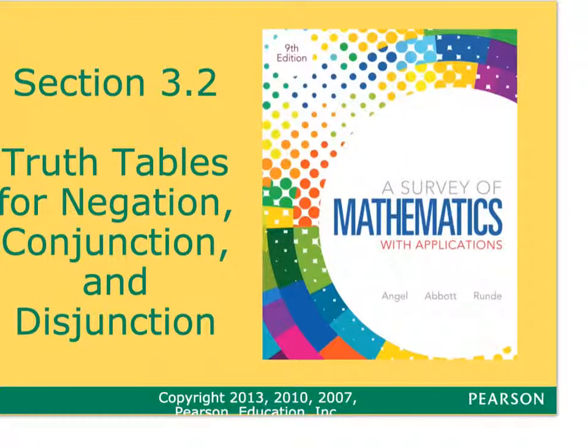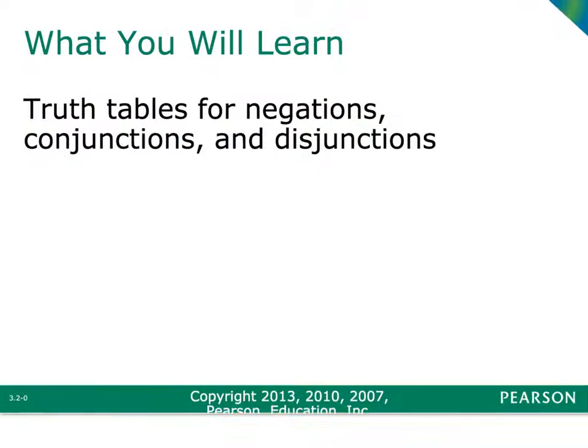Okay guys, section 3.2 is where we're going to start working on truth tables. Today we're going to learn how to do truth tables for negations, which, remember, is your tilde, truth tables for conjunctions, which means and, and truth tables for disjunctions, which means or.